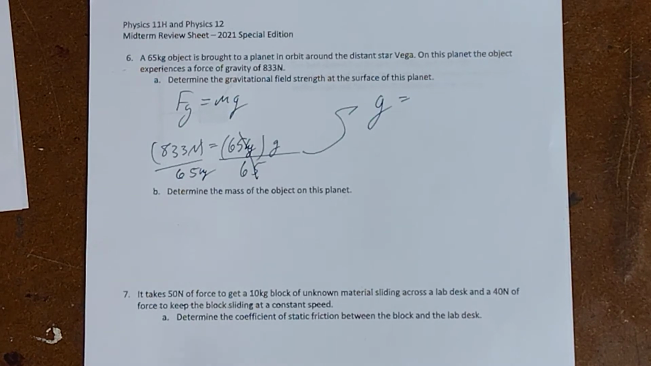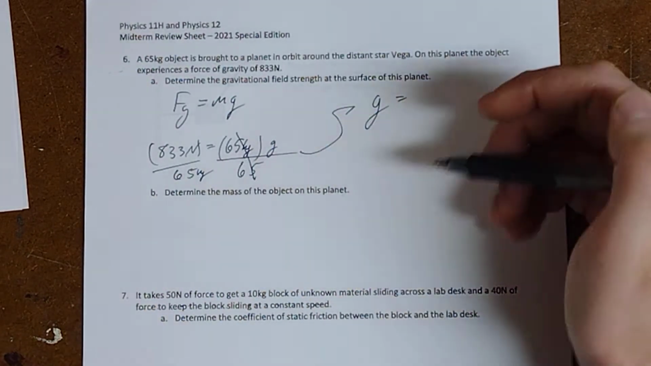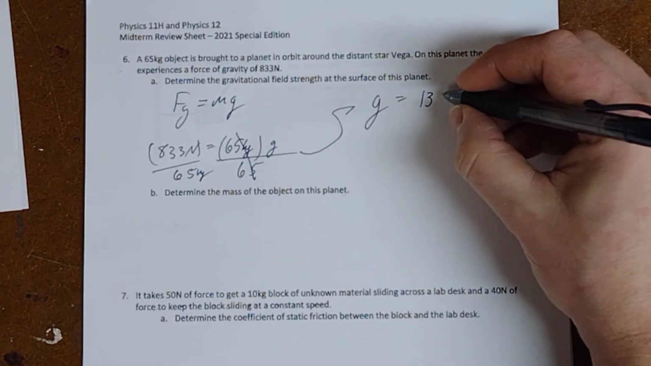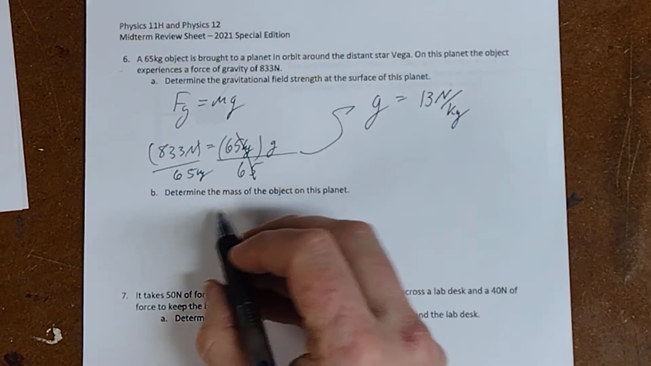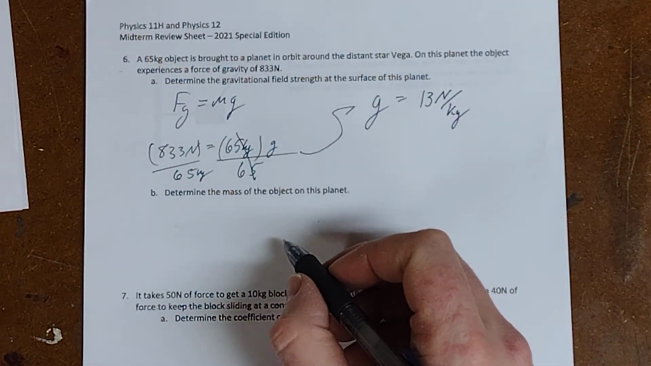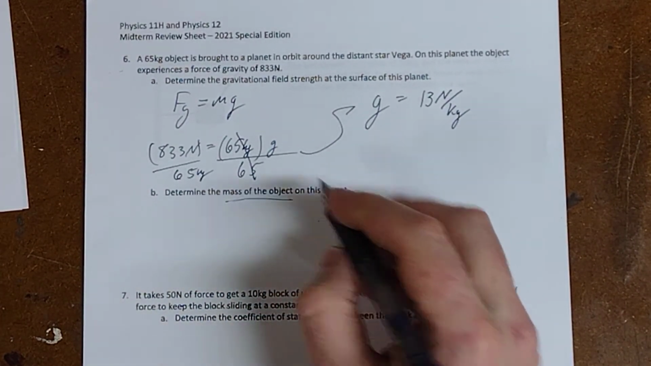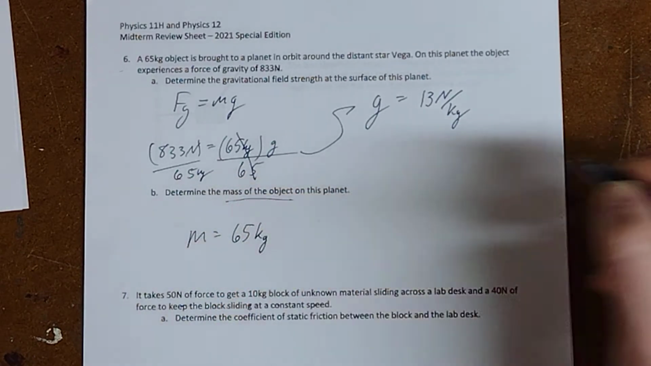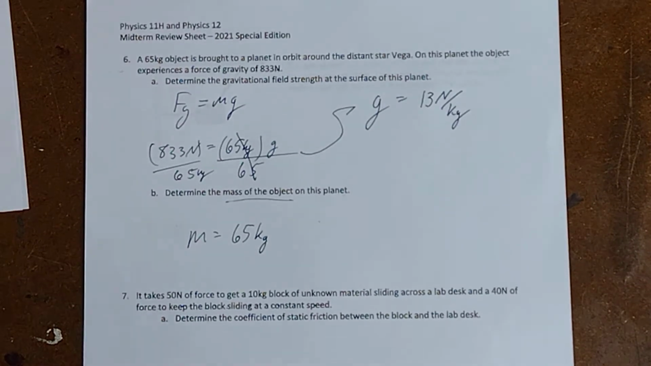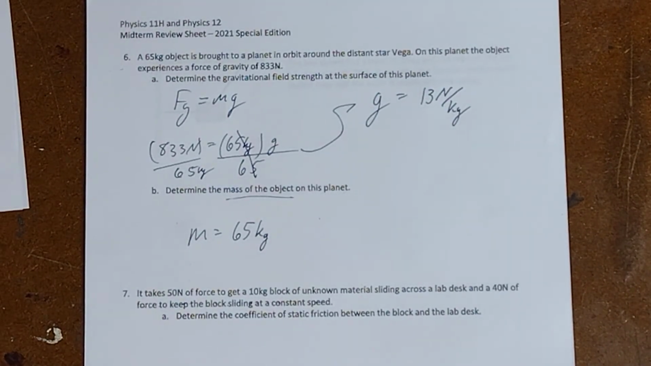Oops, I multiplied by accident. That's about 13 newtons per kilogram. Determine the mass of the object on this planet. This is a trick. The mass of the object on the planet is 65 kilograms. People will always try to do wacky things with that and try to calculate the mass and all kinds of stuff. Not what we want to do.